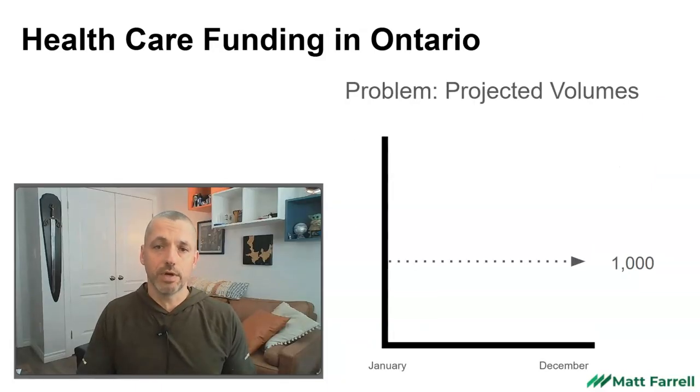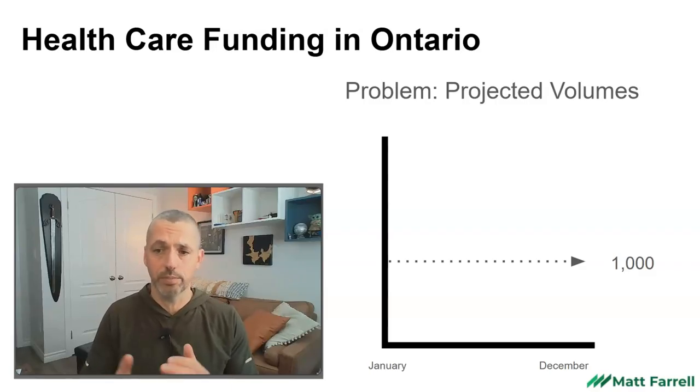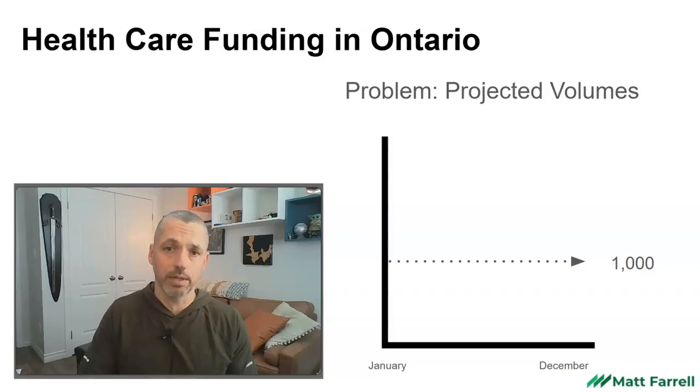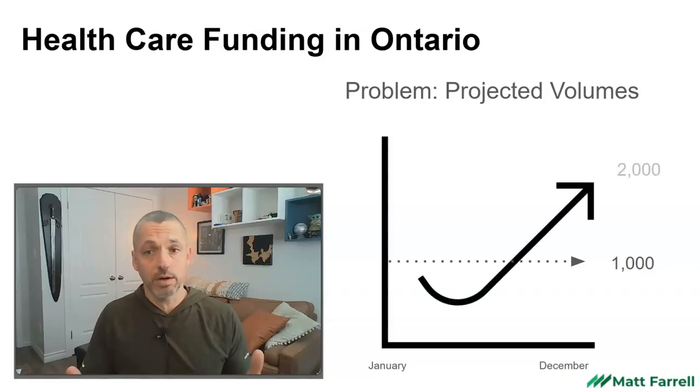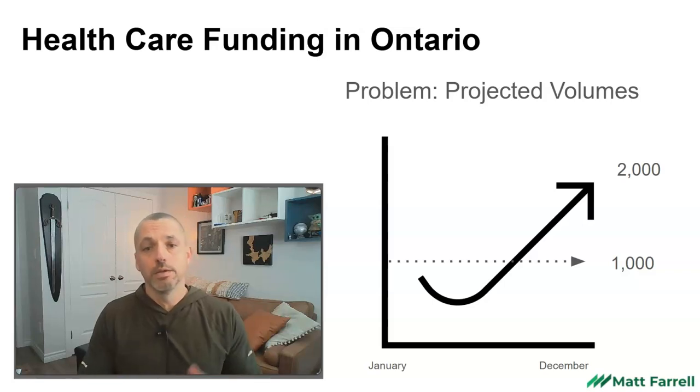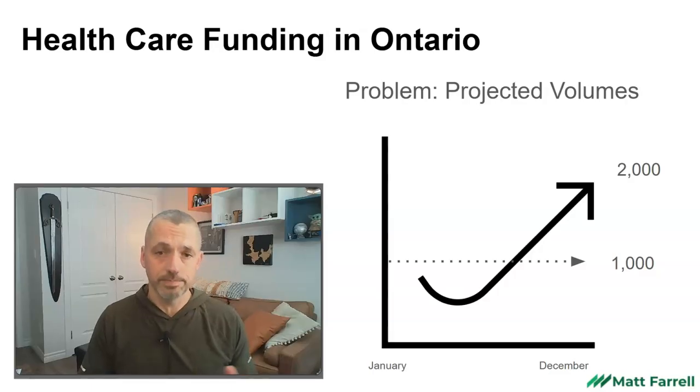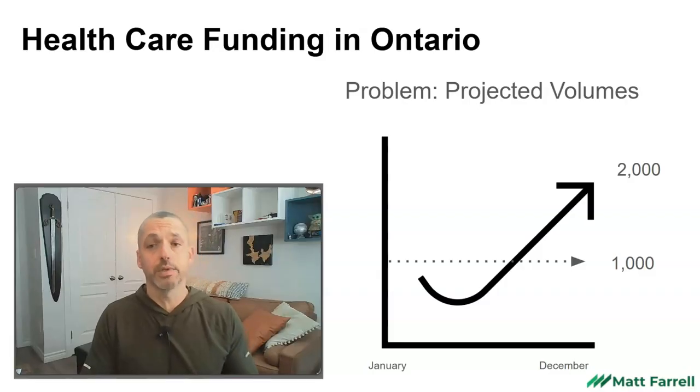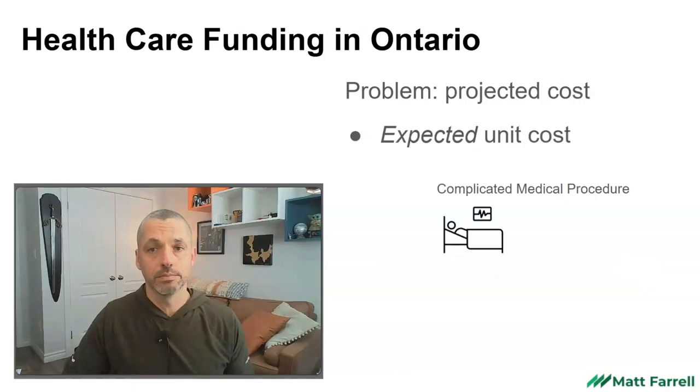Let's say the projected volume number isn't correct. We might have projected that our hospital was going to complete 1,000 complicated medical procedures. But over the course of the year, it could be a lot more than that. It might even be double. So our hospital here, in this hypothetical example, is completing 2,000 complicated medical procedures, but they're only receiving funding for 1,000. So the hospital is left to make up that shortfall.